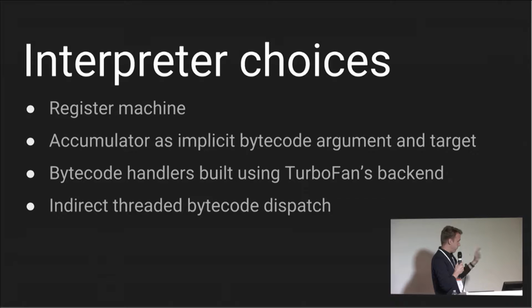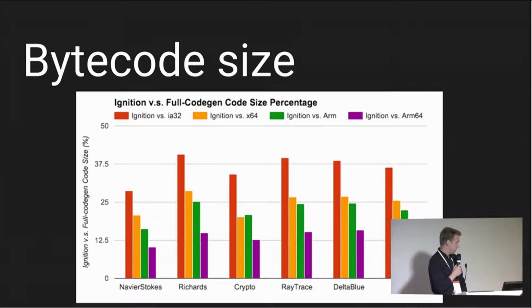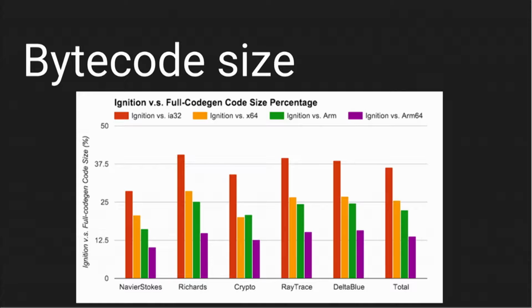Right now, we can run 90% of ECMAScript's test262 tests, which is 90% of about 28,000 tests, so it's not bad. And we're running the Octane benchmarks and the test harness. We're not up to full CodeGen performance, but that's really what we're aiming for. It needs to be in the same ballpark as full CodeGen, which is pretty good and pretty mature. We're doing well on size, so we're operating somewhere between 10% and 20%, maybe sometimes 30% of size across the benchmarks, which is our primary goal for the time being.